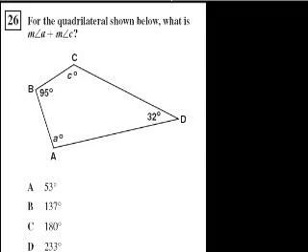All right, we're on problem 26. For the quadrilateral shown below, a quadrilateral has four sides, the measure of angle A plus the measure of angle C is equal to what? And here you just should know that the sum of all the angles in a quadrilateral is equal to 360 degrees.